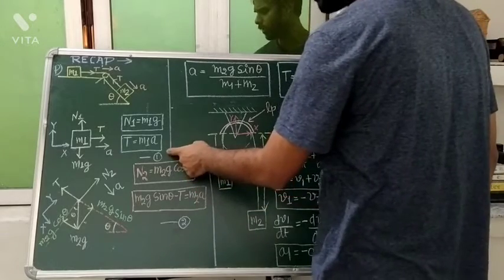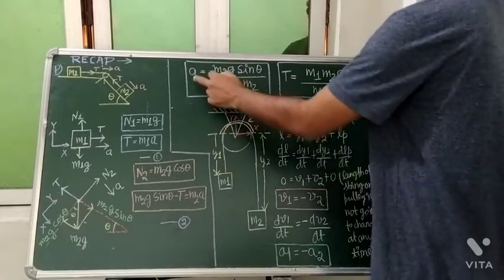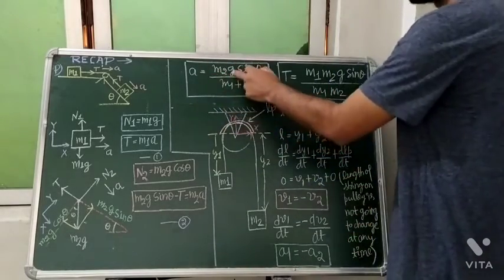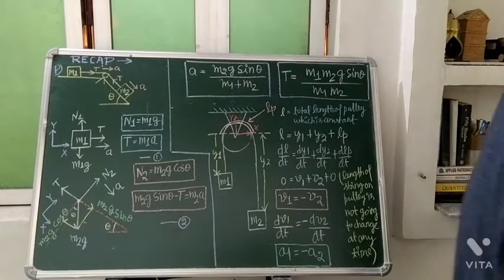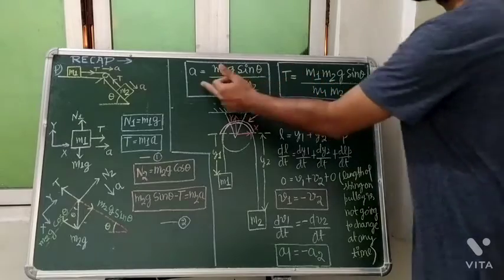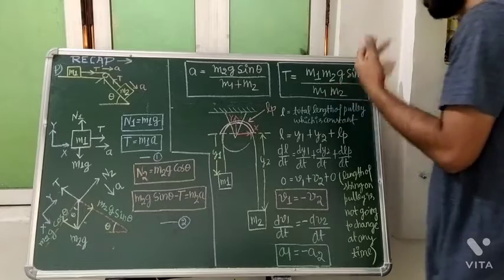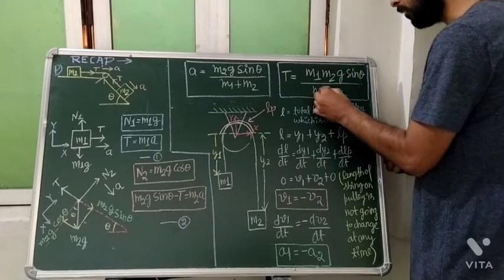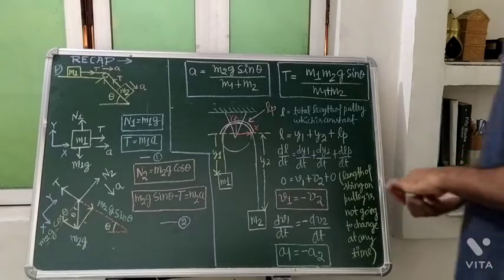Of course, students, this one is our equation number 1, this one is our equation number 2. When we put this T here, the expression of the acceleration comes out as m2g sin theta divided by m1 plus m2. And this acceleration you can put in equation number 1, and you will get the tension as m1 m2g sin theta upon m1 plus m2. Oh, okay, you will write plus here, I'm sorry, m1 plus m2. And thereafter I was discussing one thing to you.